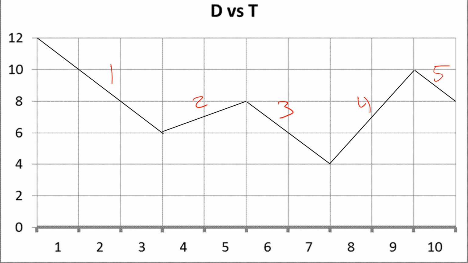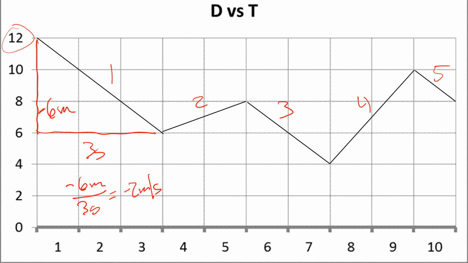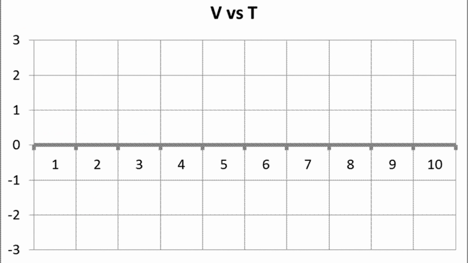So if we now go back and try and find the slope of the individual sections, we're going to start in section 1. Section 1 goes down a total of 6 meters, and it takes 3 seconds to do that. Notice the scaling over here, we're going up by 2 for each block. So we have negative 6 meters in 3 seconds. That means our velocity, or slope, is going to be negative 6 meters over 3 seconds, or negative 2 meters per second. So now we'll go to our velocity graph, and we will add that velocity down here at negative 2 meters per second for 3 seconds.